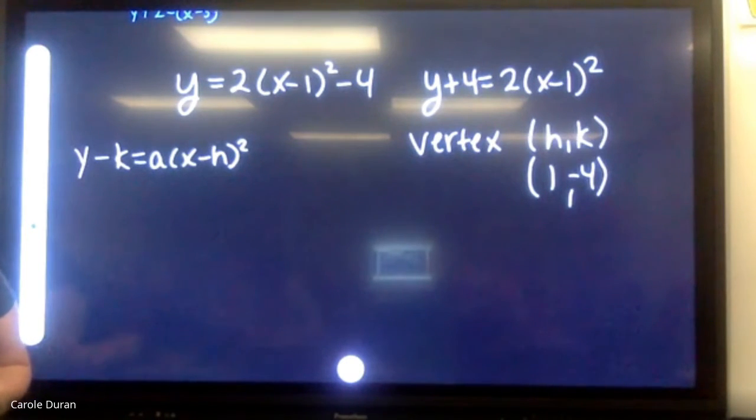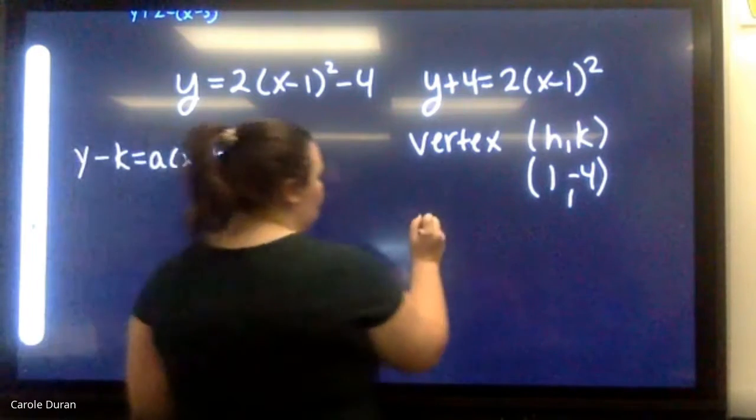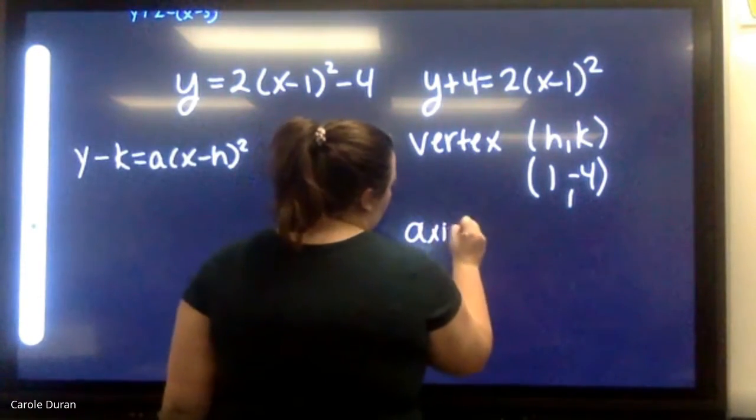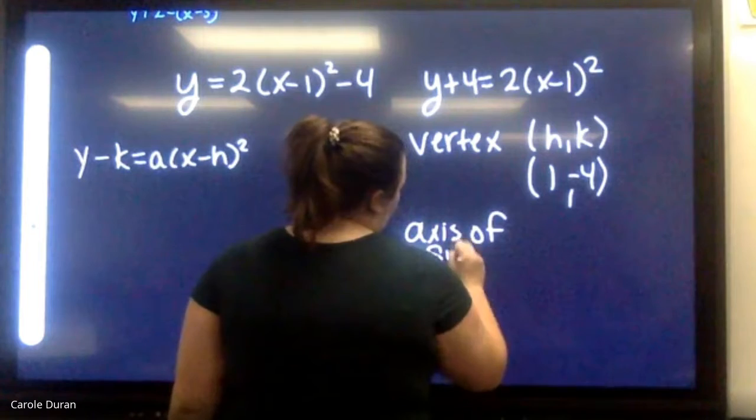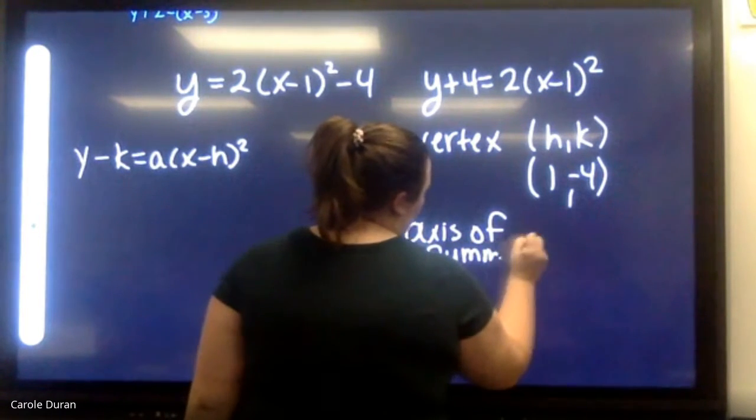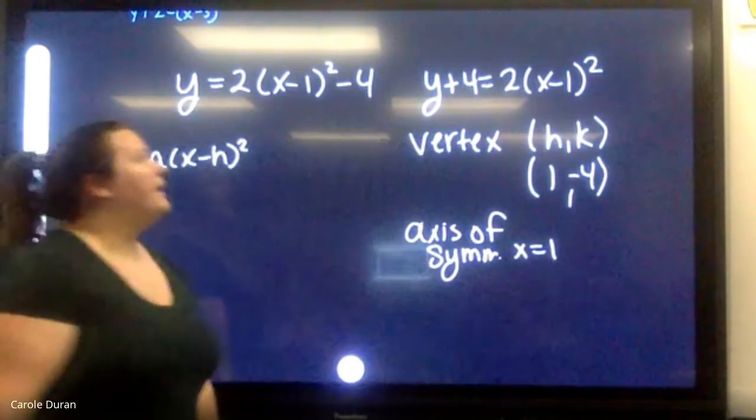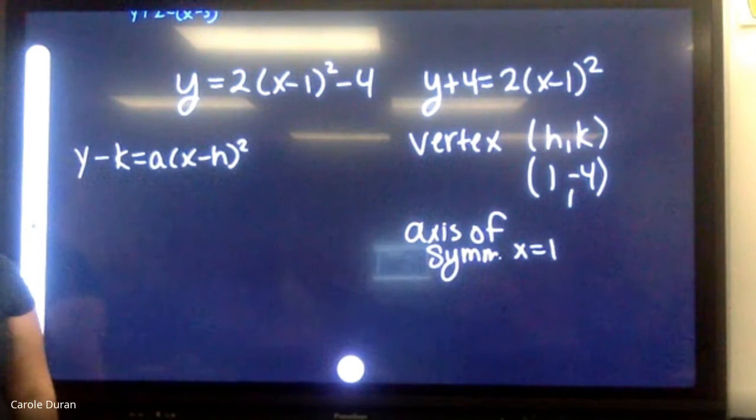Without any work, do I also know my axis of symmetry? Yes, what is it? 1. It's the x coordinate of my vertex. And then the last thing I have to do is put this in standard form. How am I going to do that?